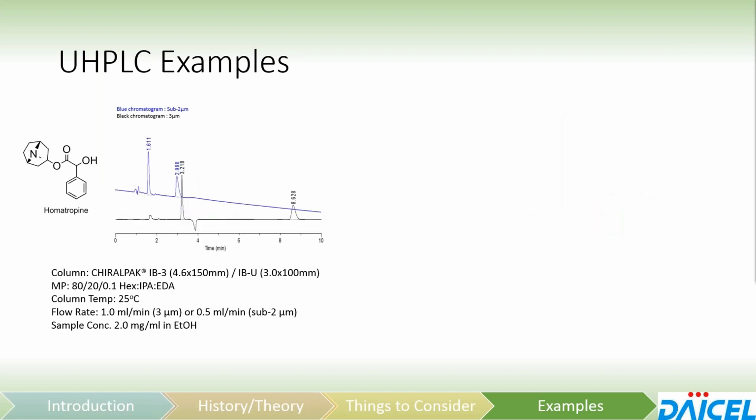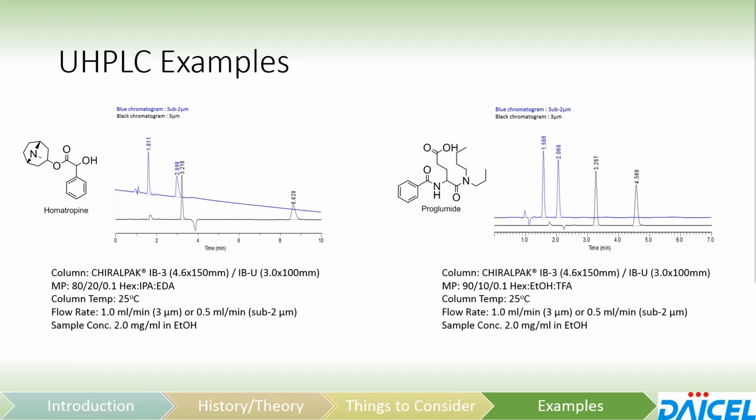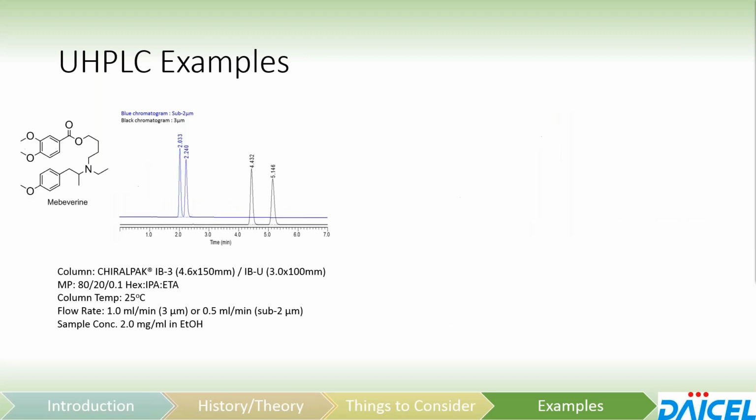Show some examples on IB. So this is homatropine on IB3 to IBU. Big savings here, going from 9 minutes to your late eluting peak down to 3 minutes, so 66% reduction. And proglumid also on IB, IB3 to IBU. Another example on IB3 and IBU.